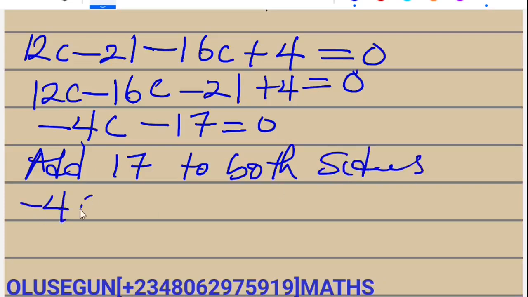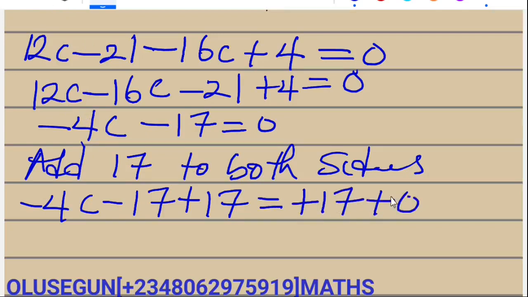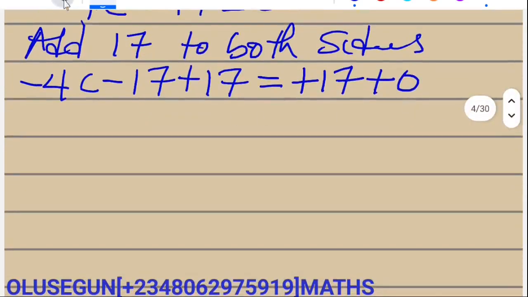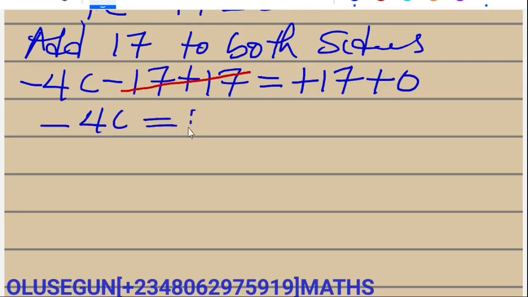So we have minus 4c minus 17 plus 17. Sorry, I was supposed to have given it the value like this. Yes, plus 17 is equal to, yes, good. Plus 17, yes, plus 0. Yeah, it's correct. So therefore, we are doing it live. Therefore, these 2 are not cancelled. It will only turn to 0. That's just the meaning. So we have minus 4c is equal to plus 17.